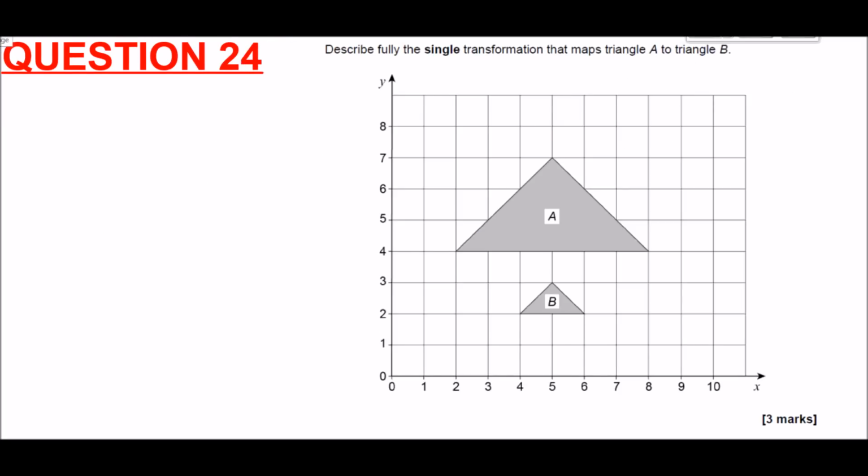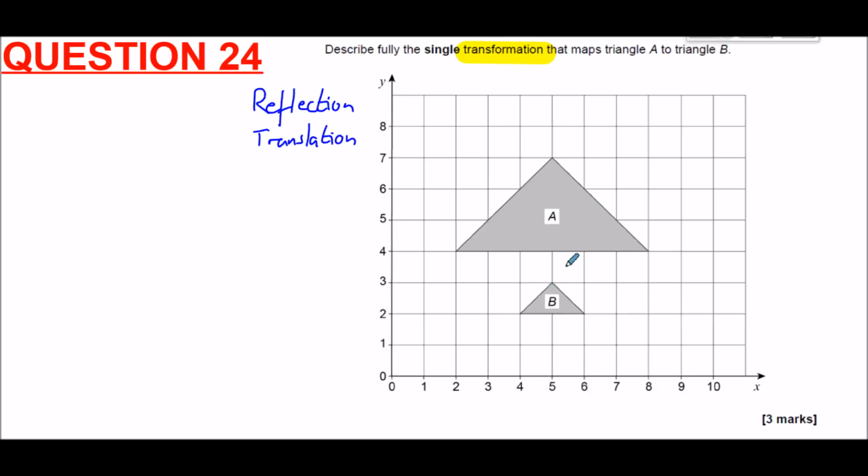Question 24, a 3-mark question this one. It says to describe fully the single transformation that maps shape A to shape B. Triangle A, which is the big one, to triangle B. So the shape's actually shrinking. Now transformation, there's only going to be 4 different possible types of transformation. So the first type of transformation is reflection. Has the shape been reflected? No. A translation is when the shape just moves from one place to another, doesn't change size, doesn't change shape, doesn't change which way around it is, it just moves.